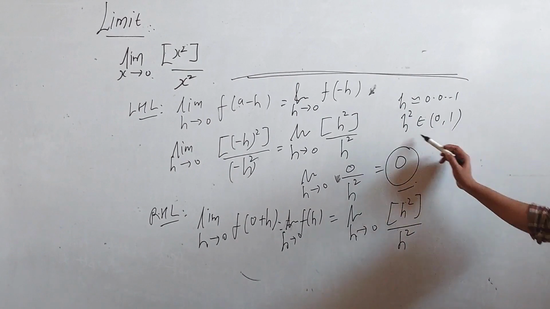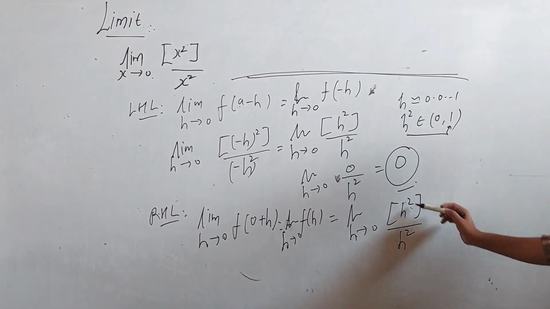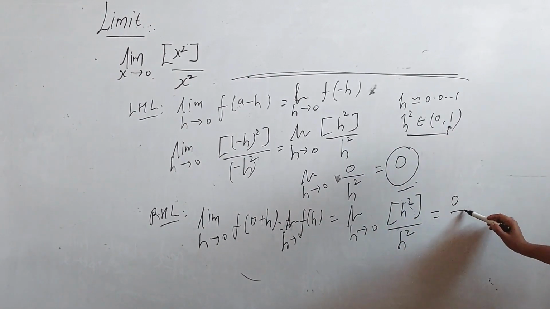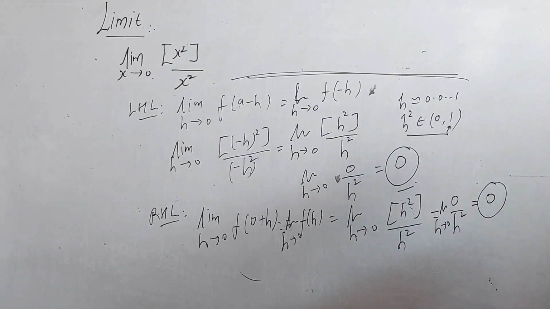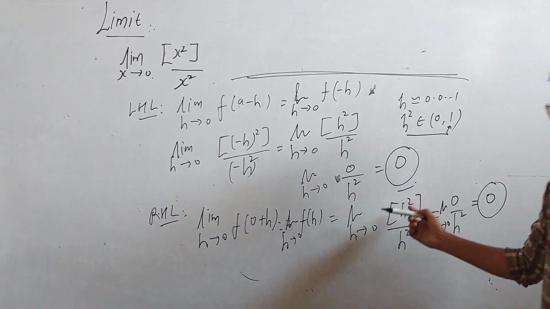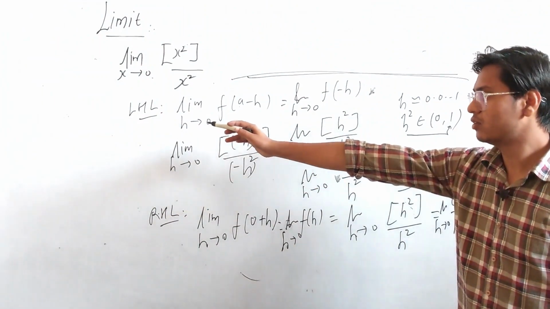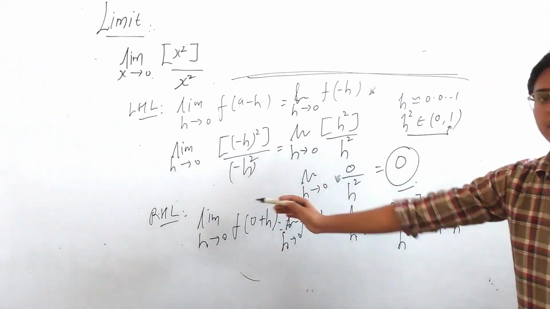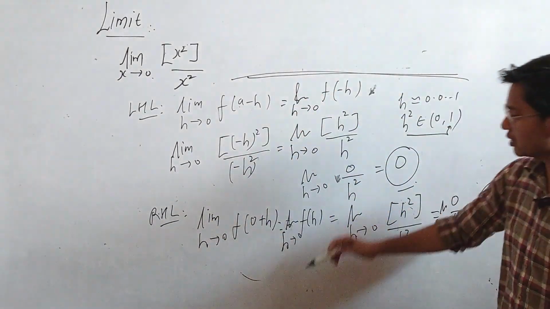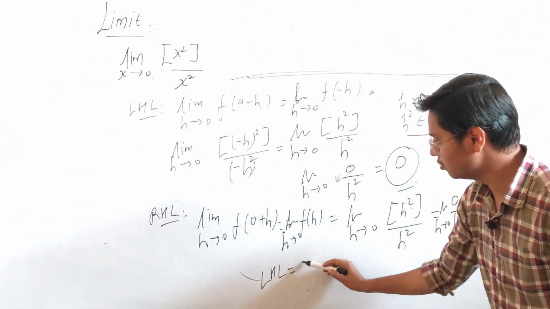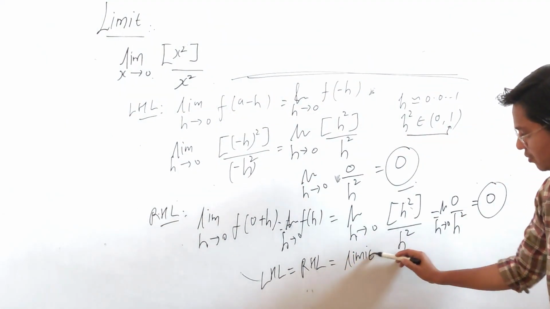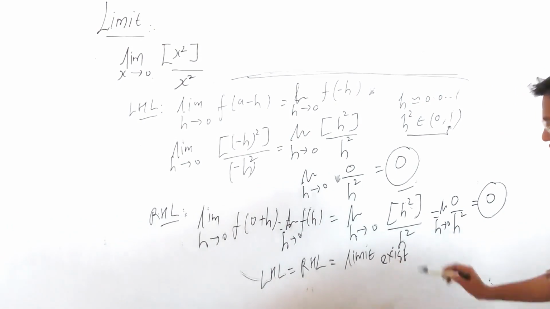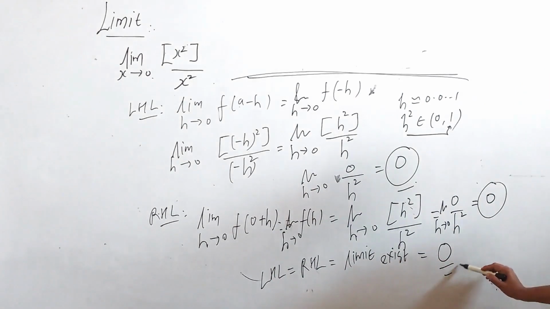Now we can say h square belongs to 0 to 1, that is, the greatest integer of 0 to 1 is equal to 0, divided by h square. When we divide 0 by h square, that will become 0. So the right hand limit is also 0. In this case, we have seen that LHL is equal to 0 and RHL is also 0. So LHL is equal to RHL, that is, the limit exists, and the value of the limit is equal to 0.